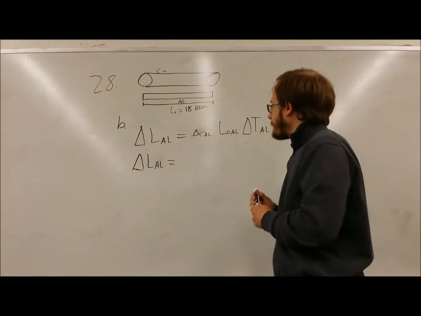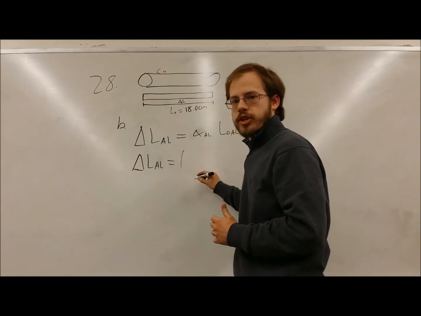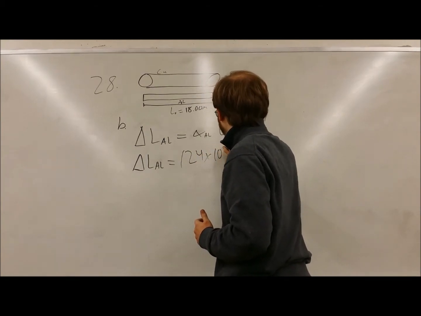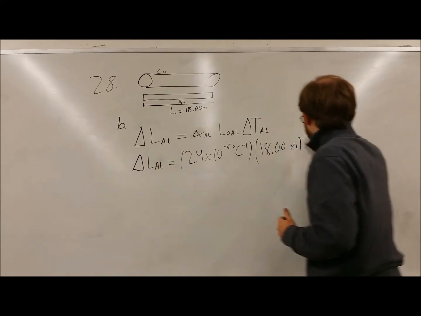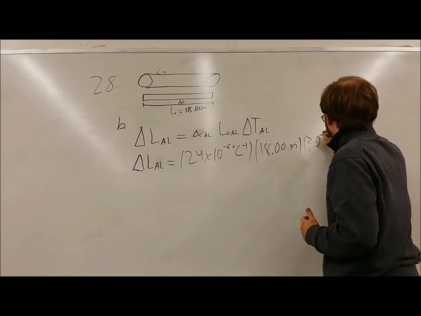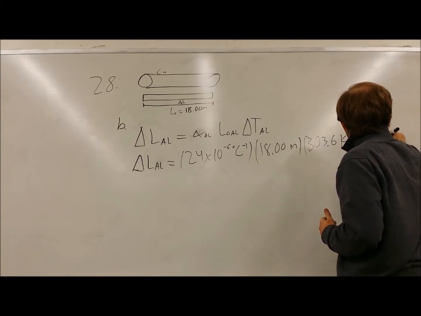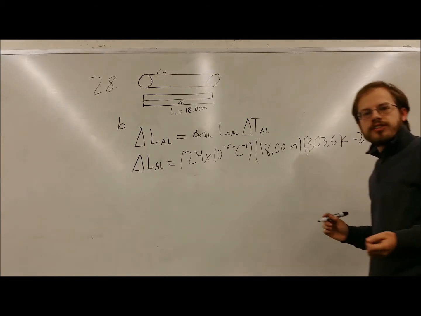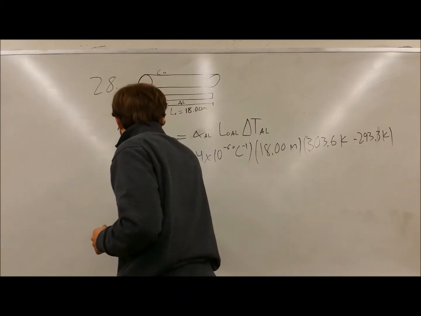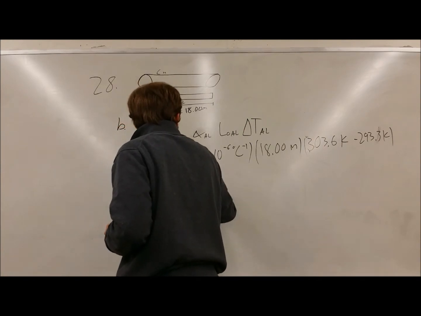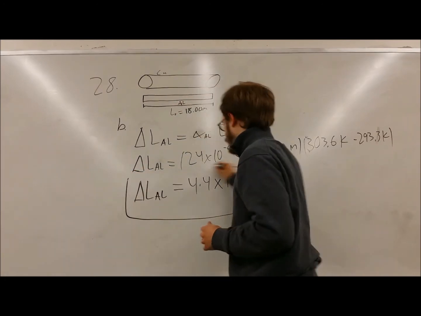So now let's solve the problem. We use, again, our change in length equation for thermal expansion. Let's write in our numbers here. So we placed in all our numbers. Now let's plug and chug and find the final answer. And you get a final answer of 4.4 times 10 to the negative 3 meters.